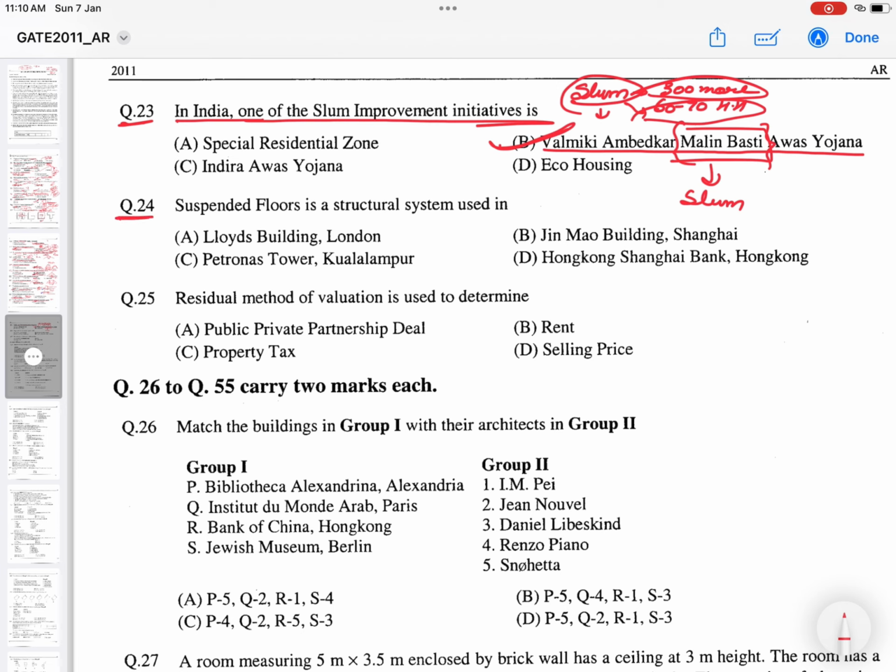Now coming on to question number 24. Suspended floors in a structural system are used in what type of building? Yes, it's the Hong Kong Shanghai Bank, Hong Kong. Now your homework will be the architect of this.